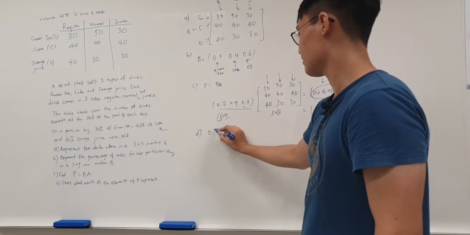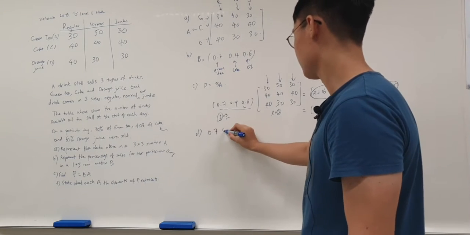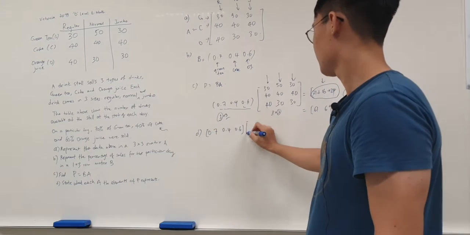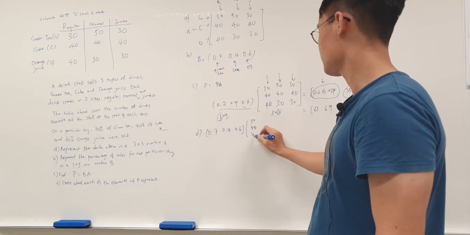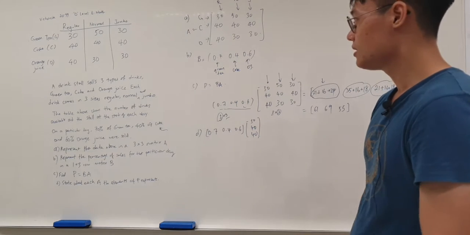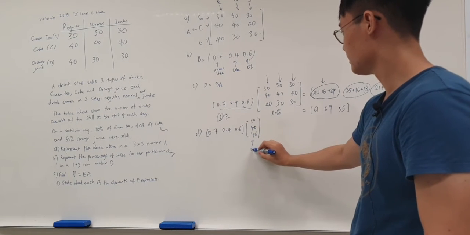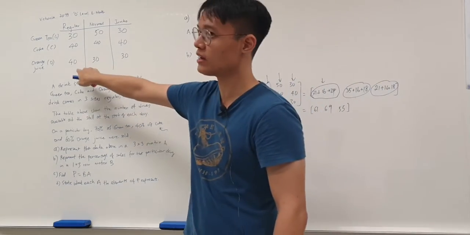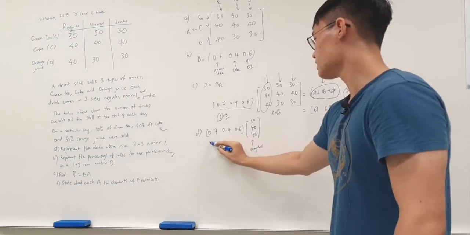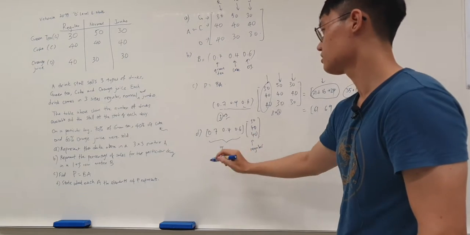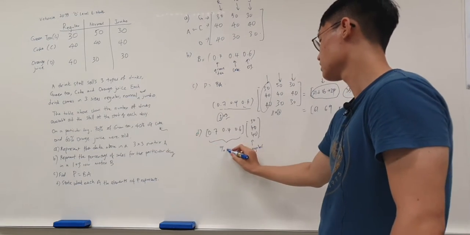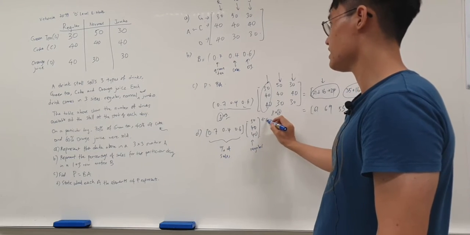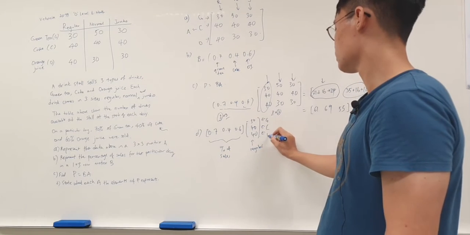Okay, so 0.7, 0.4, and 0.6, multiplied by 30, 40, and 40. So these are regular drinks, right? Regular. This column over here is just from the regular drinks. So this is all from the percentage. So this is just the percentage of sales. And this is all your green tea, Coke, and orange juice.